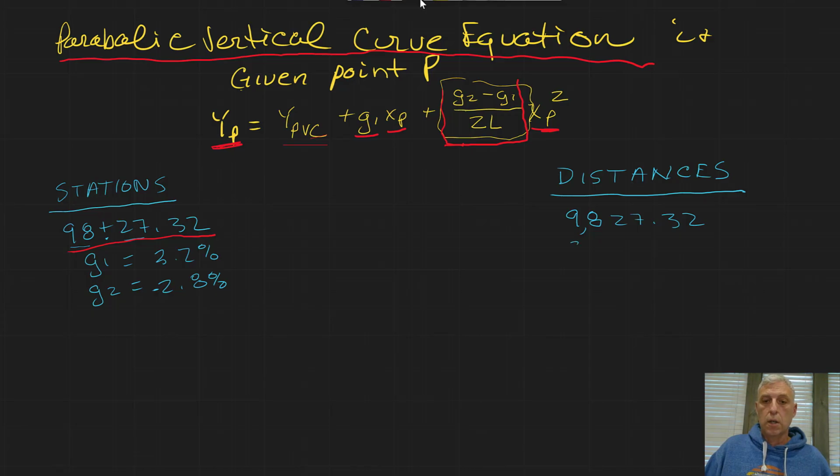So in this case, you would start out in the very beginning by changing your G1 and G2 to decimals. So 3.2% would be in decimal form 0.032. We just move the decimal over 2 spaces. And G2 would be minus 0.028. So I do that in the very beginning. I'm going to work this example that way so you can see it in practice.